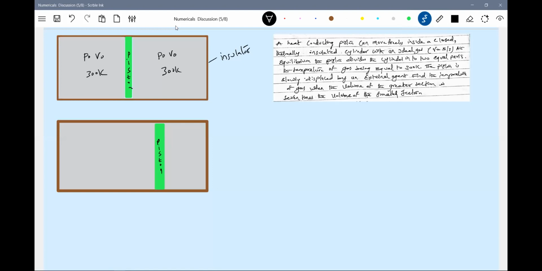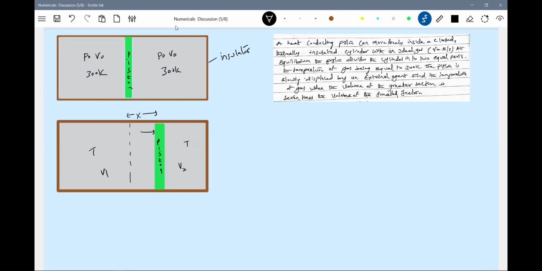So that's conducting and non-conducting. In a container, if you slowly move the piston by an external agent, find the temperature of the gas when the volume of the greater section is asked. I think I discussed in the class, it was about the work done by the external agent to displace it. Let this volume be V1, V2. Temperature has to remain the same. Why? And it is being displaced by distance x by an external agent.